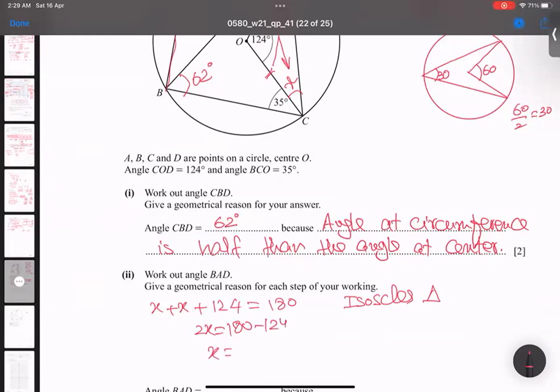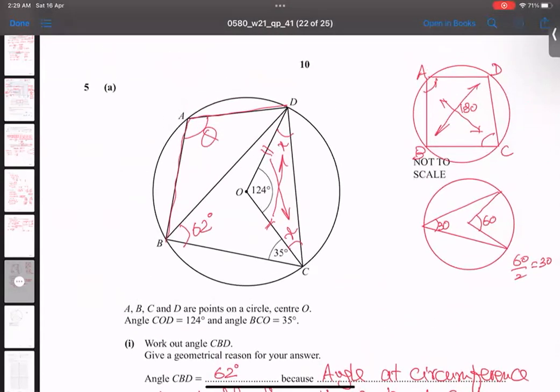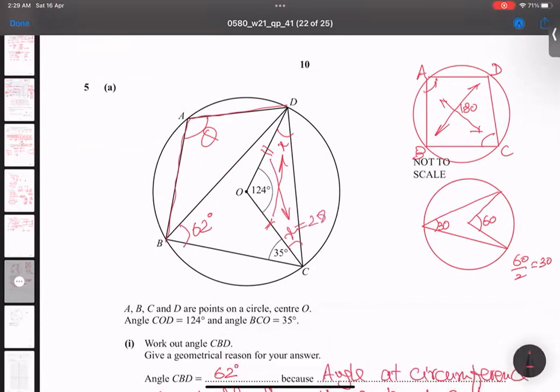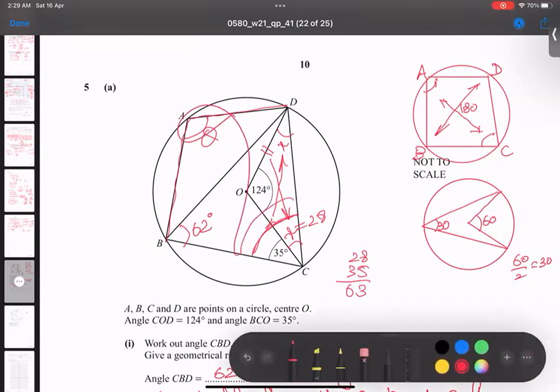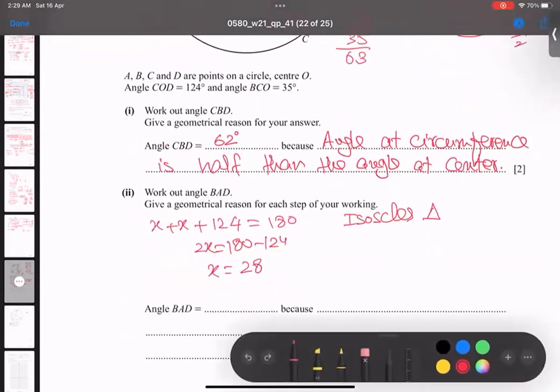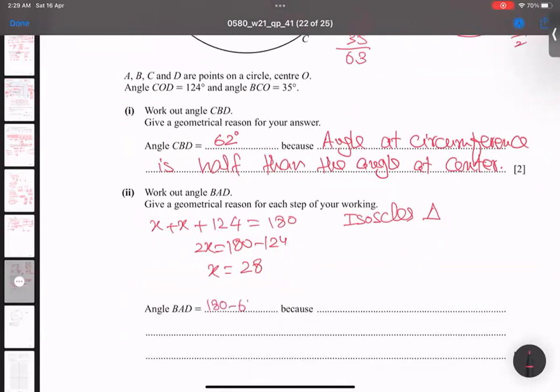So what answer am I getting here? 180 minus 124, divided by 2, I got 28. So this angle I'm getting here is 28. This x is 28. So this angle I'm getting here is 28, and so the full angle: 28 plus 35 gives 63. If this is 63, then finding this one is so simple: 180 minus that. So how do we write it now? For angle BAD, just write 180 minus 63, which gives us 117.